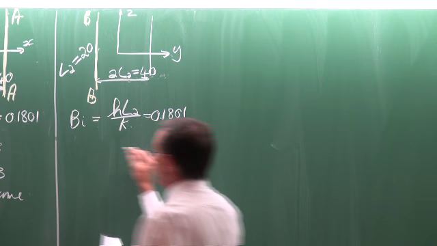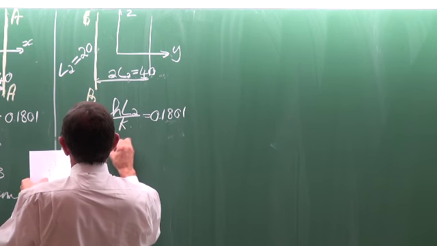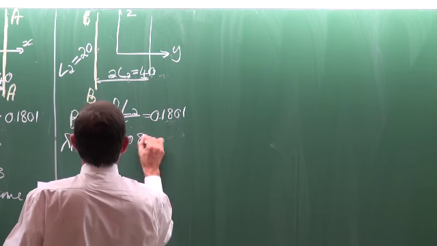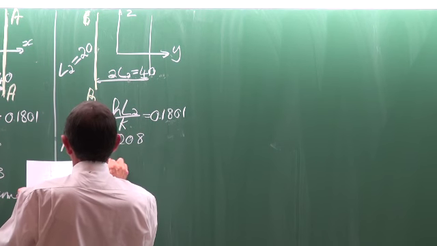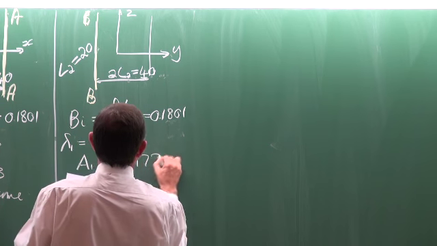Okay. And now, when we go and get lambda 1, then it is equal to 0.3208, and A1 is equal to 1.0173.